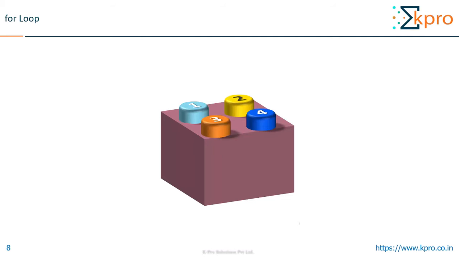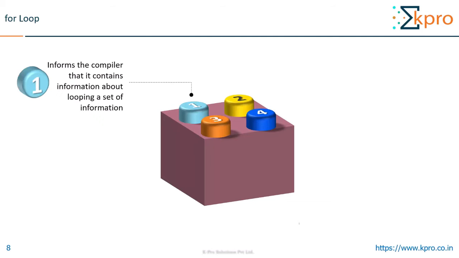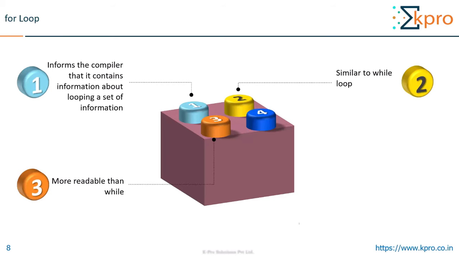Now let us talk about the for loop. So here for is the keyword. It informs the compiler that there is a set of instructions that need to be iterated. It is similar to while loop, but in for loop all the information can be read in a single line, hence it is more readable. And here the execution stops when the condition becomes false.